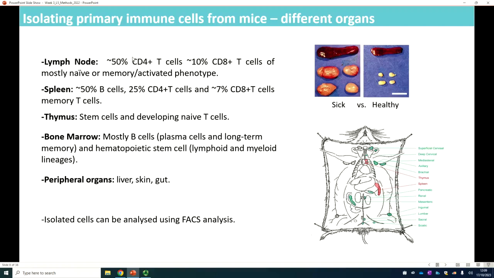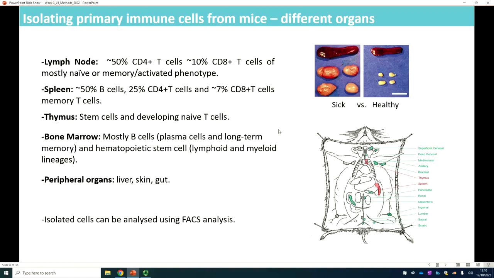The lymph node accounts for about 50% of CD4 positive T cells, 10% CD8 positive T cells. These tend to be mostly naive or memory. In the spleen, we have 50% B cells, 25% CD4 positive T cells, and about 7% CD8 positive T cells. In the thymus, we have stem cells and developing naive cells. In the bone marrow, we have mostly B cells, so plasma cells, long-term memory cells, as well as lymphoid and myeloid lineages. And then we have the peripheral organs, such as the liver, skin, and gut.